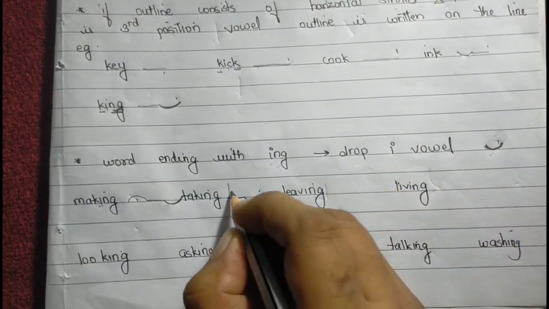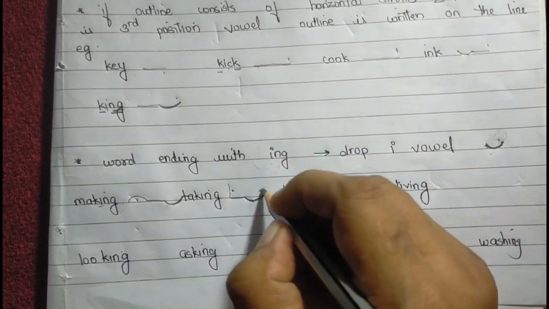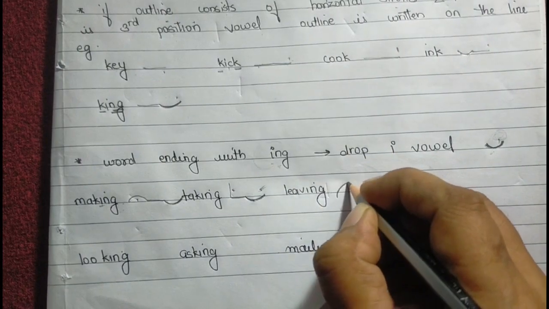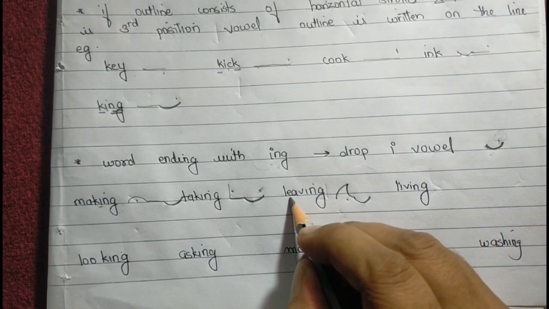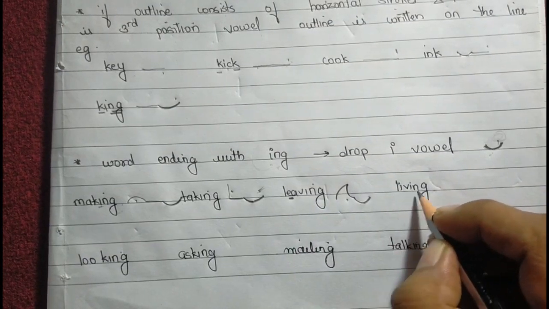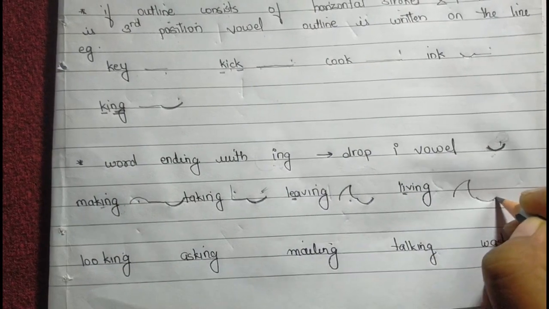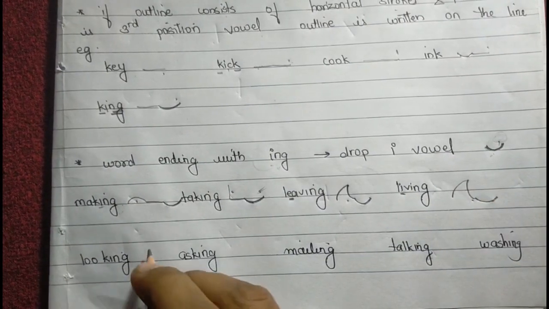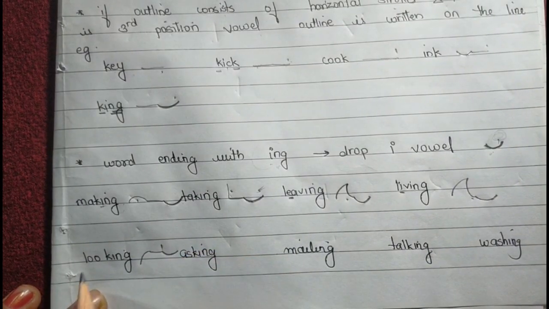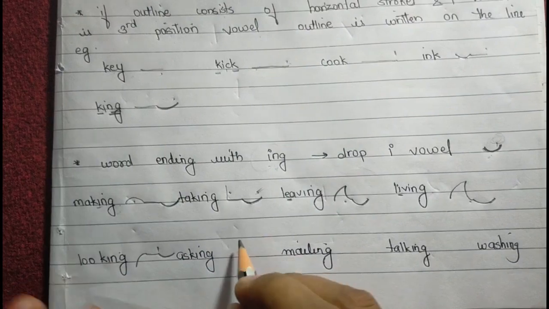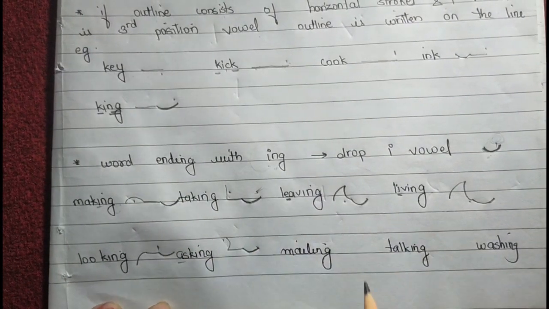Similarly, living. Taking, no need of a dot. Living, so live ing. So here there is a long e and this living is a short e, so light dot. So live ing. Looking, third place vowel, looking. Asking, so first place vowel above the line, ask ing, asking.